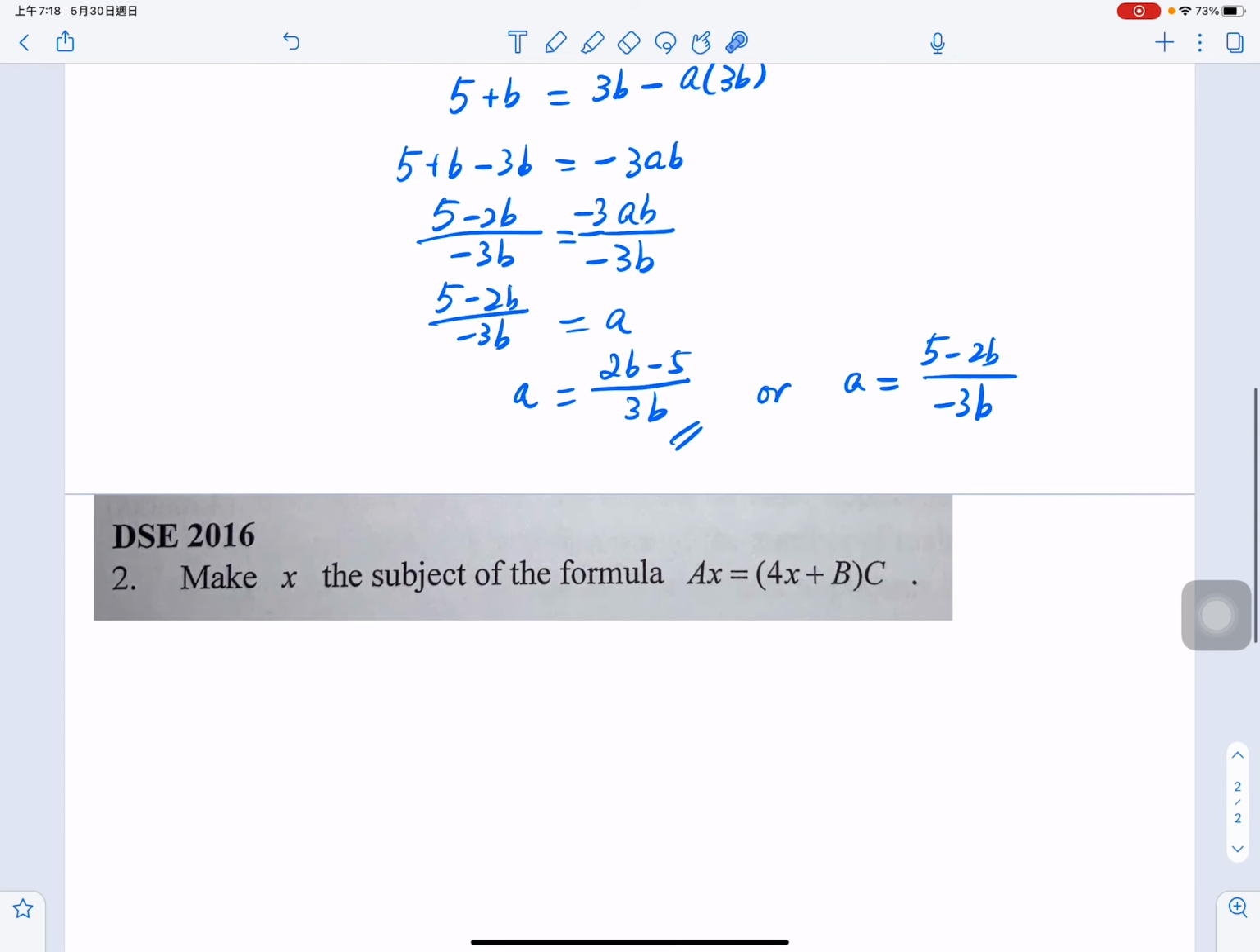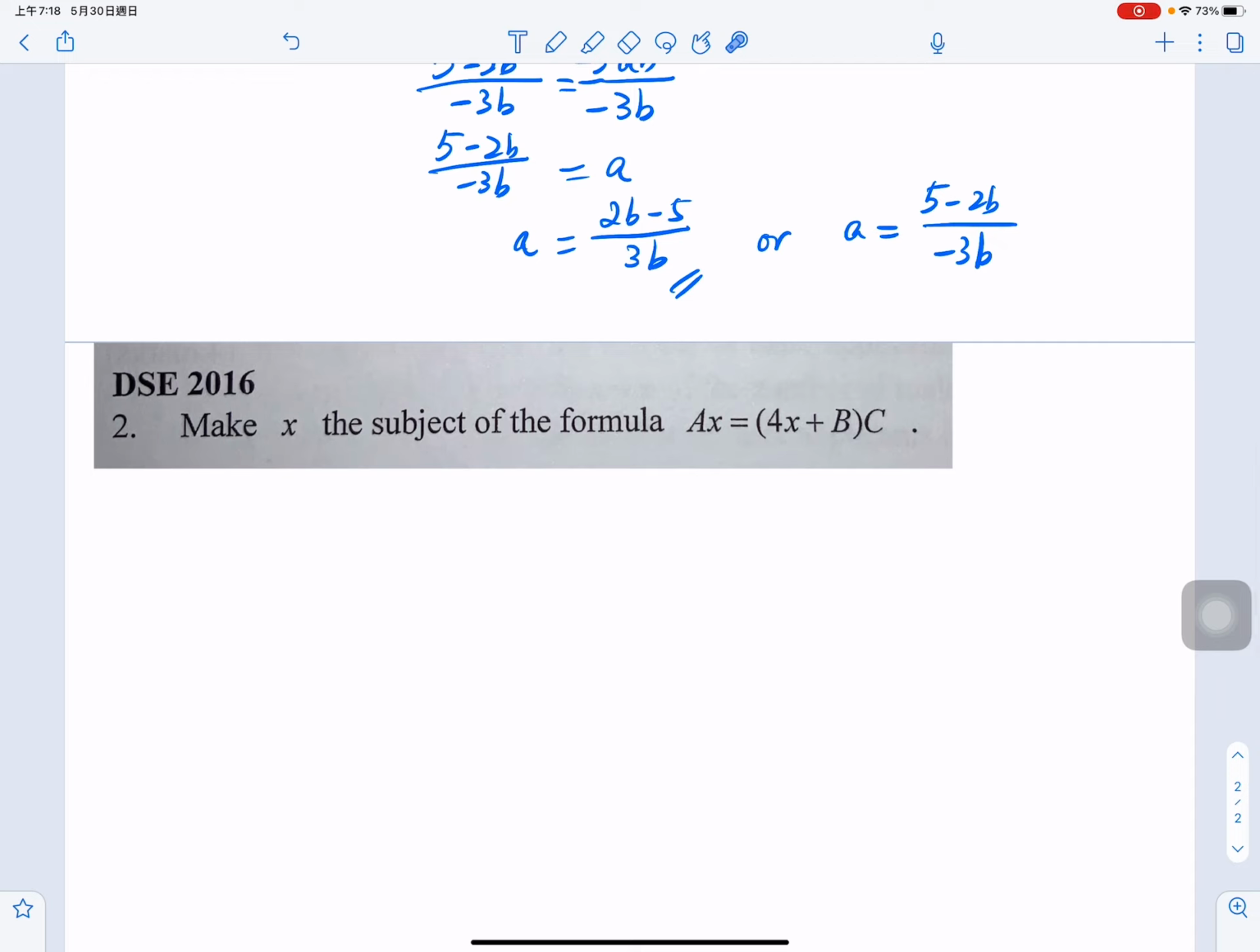Okay. Now let's have a look. Actually, nearly each year we'll have one question about changing subjects. So I just chose DSE 2016 this year. Make x the subject of the formula. Okay, and you found that 1x, 2x here. So let's start. Remember, copy the question first.